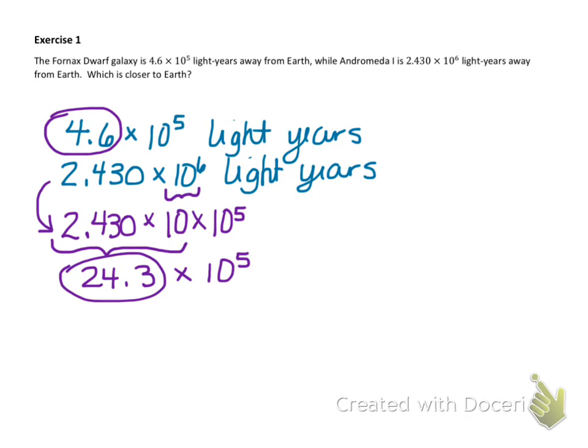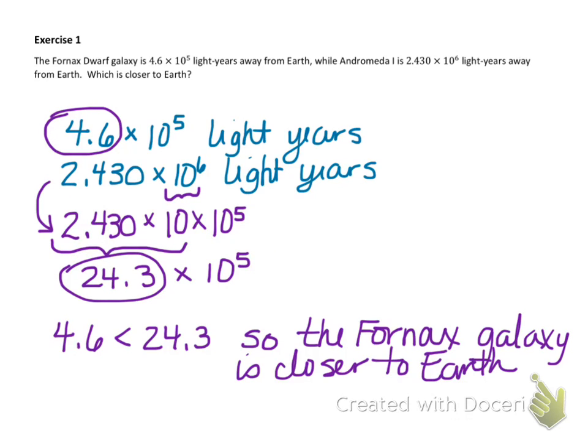But now, since the powers of 10 are equal, I've got 10 to the 5th here and 10 to the 5th here. I'm going to compare these numbers. So since 4.6 is less than 24.3, I know that the Fornax dwarf galaxy is closer to Earth.